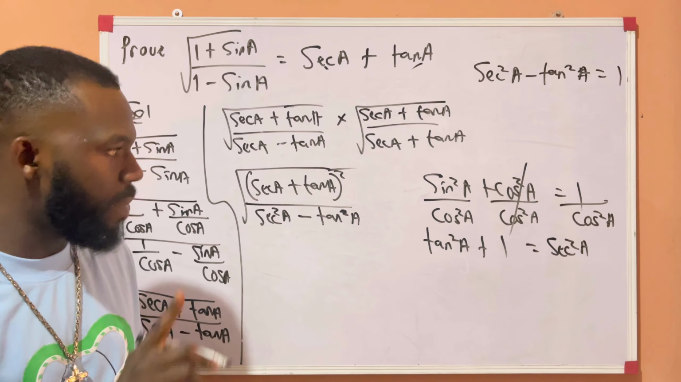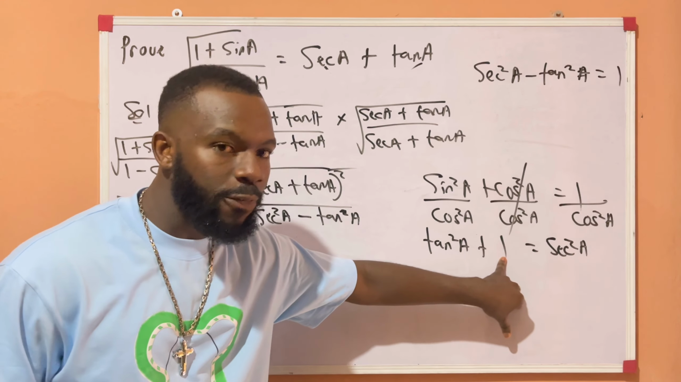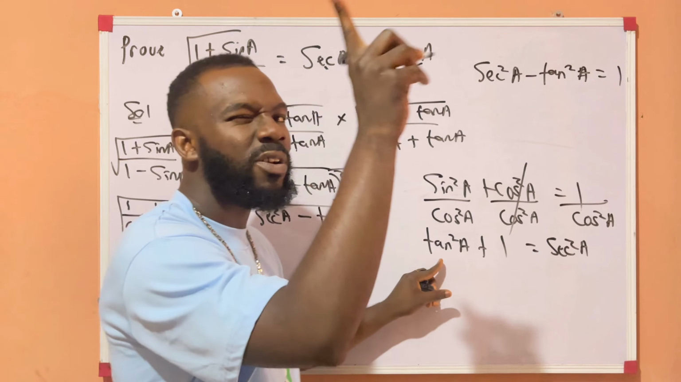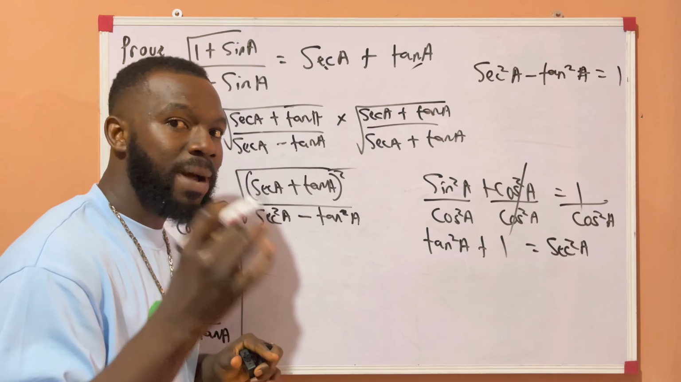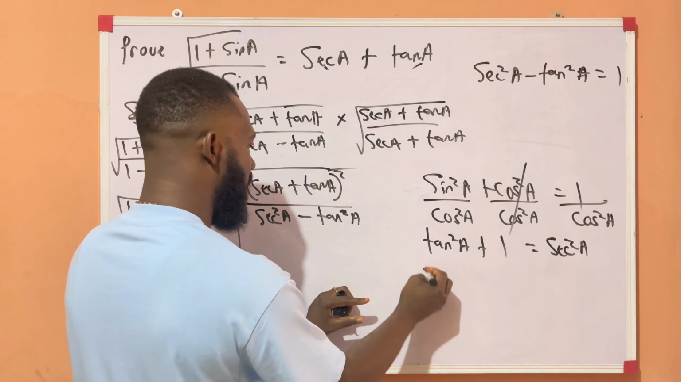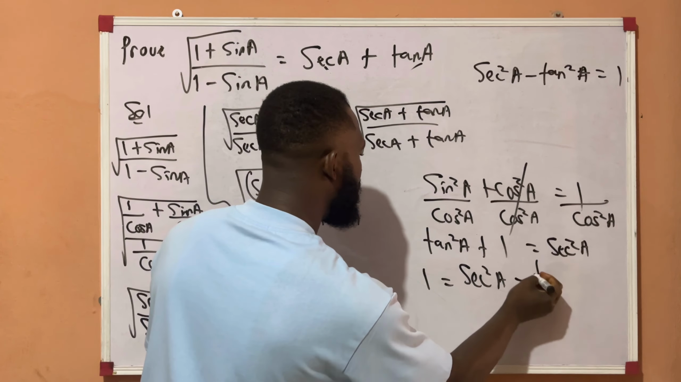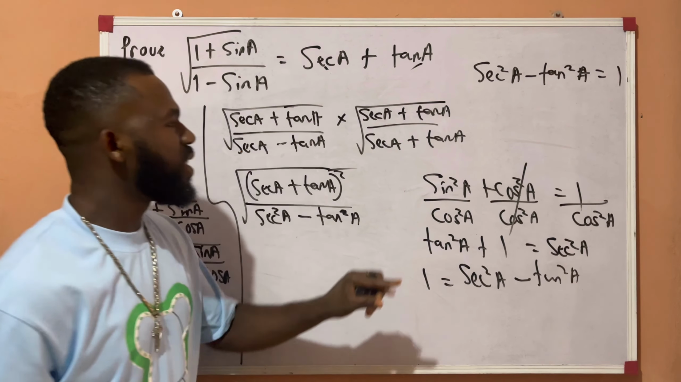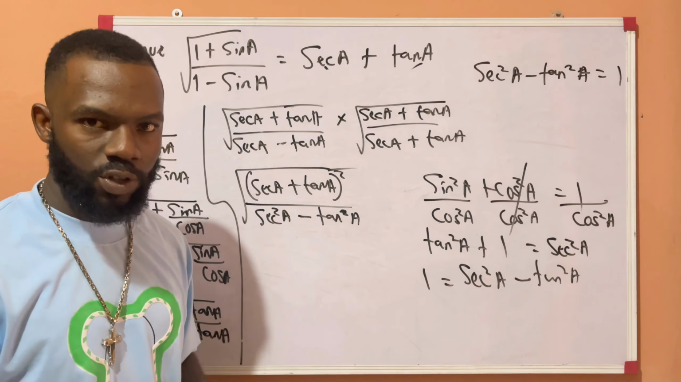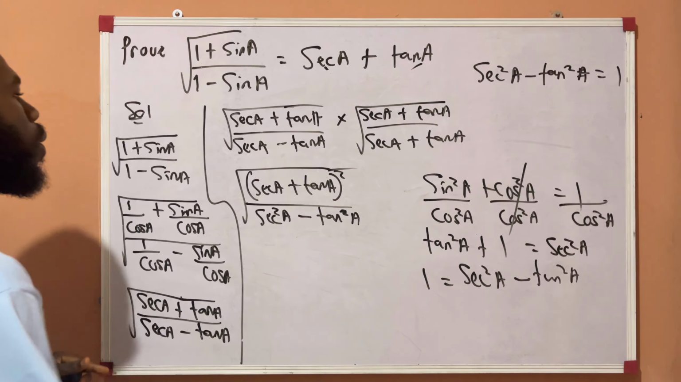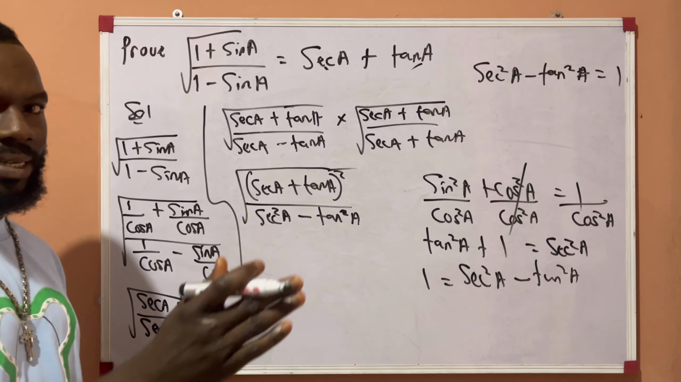Now, if we want to make 1 the subject of the formula here, tan square A goes to the right hand side of the equation. Now when tan square A crosses the equality sign, it becomes minus tan square A. So here remains 1 is equal to sec square A minus tan square A, which is exactly what I said, that sec square A minus tan square A is equal to 1. So it simply means that what we have now at the denominator is 1.